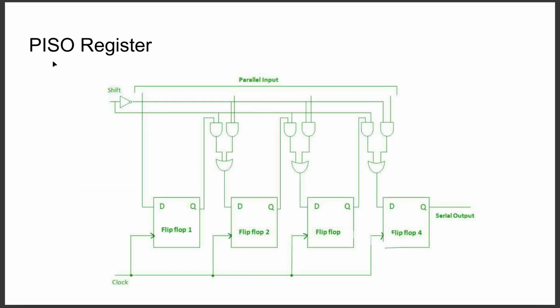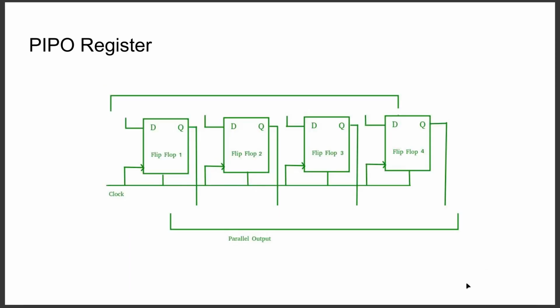A parallel in, serial out register. So the data is fed into the flip-flops in a parallel sequence, and then it is shifted out with the clock. And finally, a parallel in, parallel out register. So the data is fed in parallel, and on the next clock cycle it is shifted out in parallel.